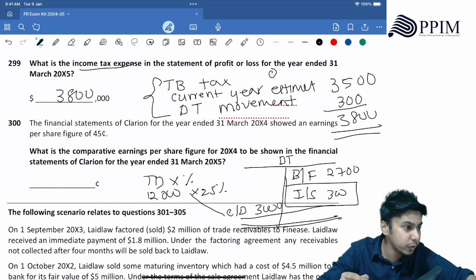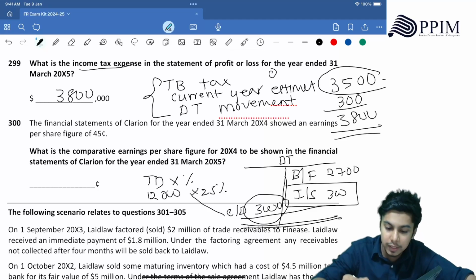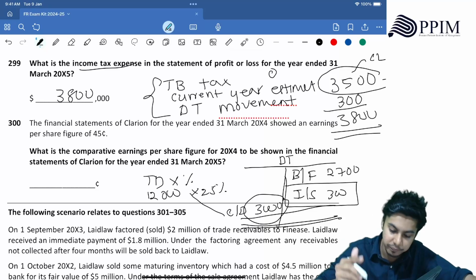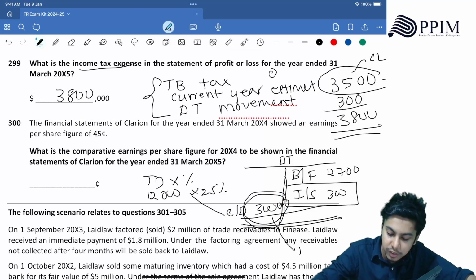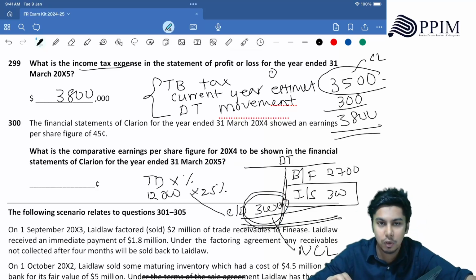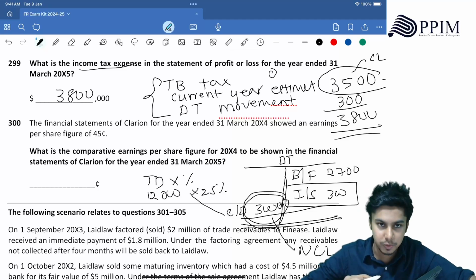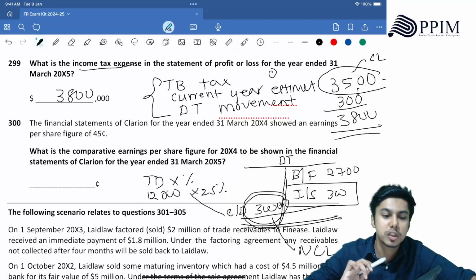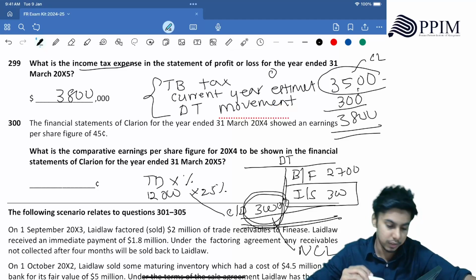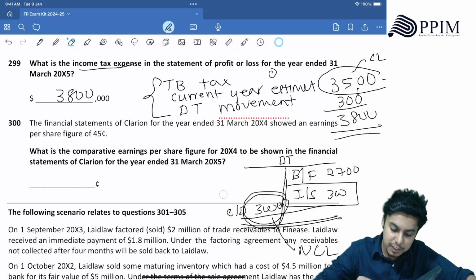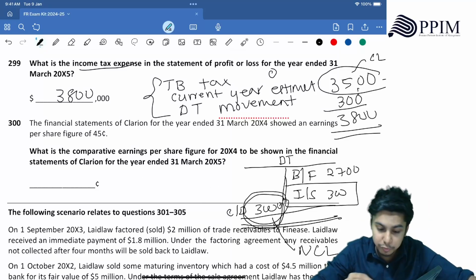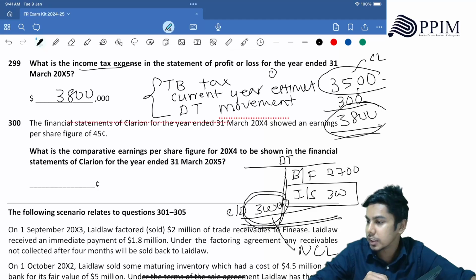Guys, now last part. For SOFP, you should take this and this. This has to go as current liability. That's it. This has to go as what? Non-current liability. That's all. That's all goes to SOFP. This one current liability, this one non-current liability. Right. Okay. Guys, now last part. For PL, this one. The last answer of the equation.